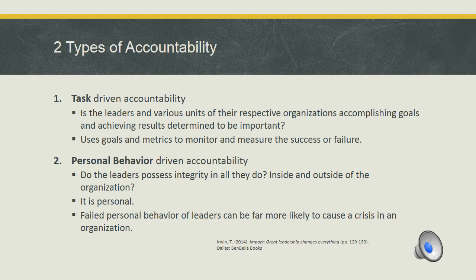The second type of accountability is personal behavior. This asks the question, do the leaders possess integrity in all they do, inside and outside of the organization? This type of accountability is personal, and oftentimes failed personal behavior of leaders can be far more likely to cause a crisis in an organization. This is according to the book Impact, Great Leadership Changes Everything.